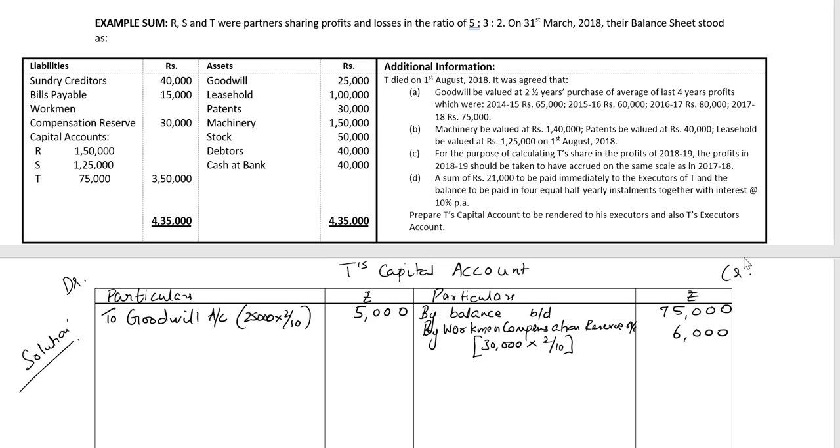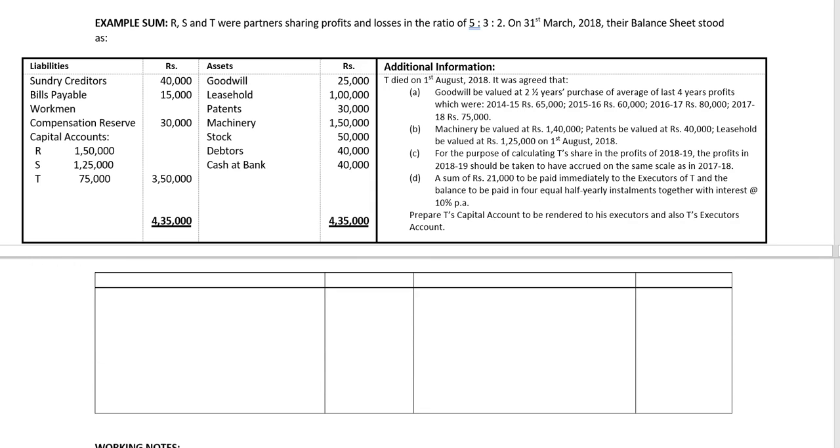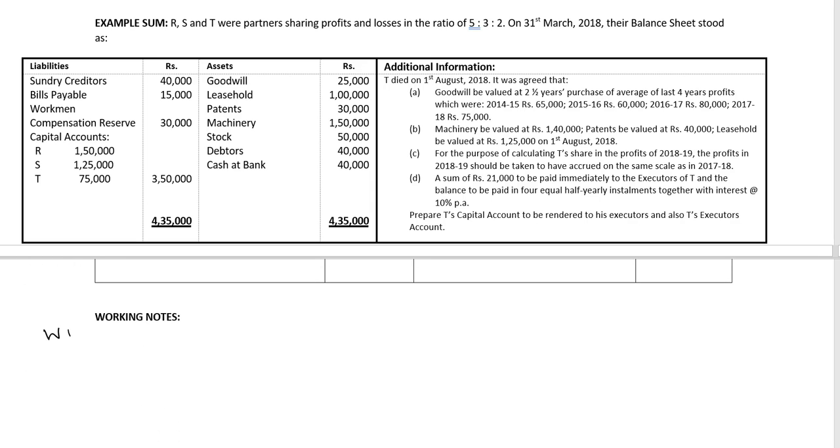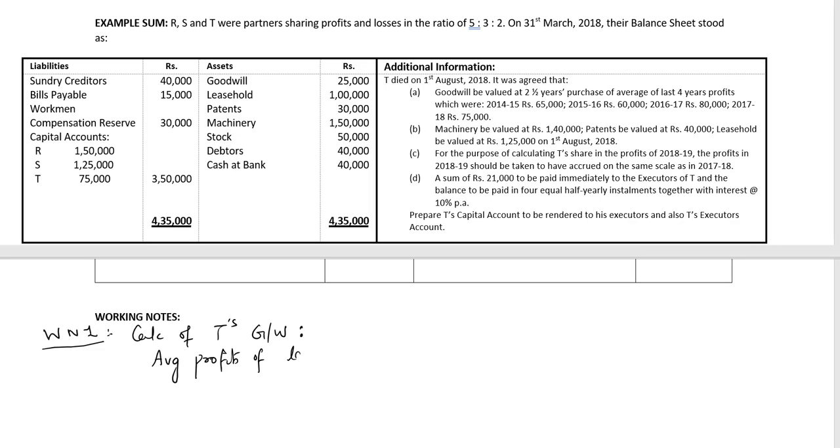Let's deal with the additional information. Point A is about the goodwill treatment. So we'll go to the working notes and deal with point A. Working note 1. Calculation of T's goodwill. Point A says goodwill is to be valued at 2.5 years purchase of average of last 4 years profits, and the 4 years profits are given. So we'll first get the average profits of last 4 years.